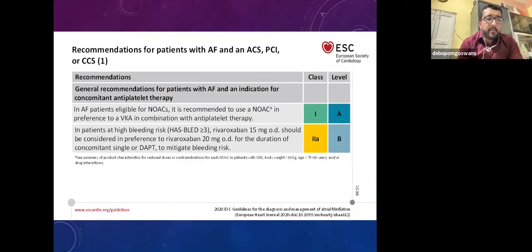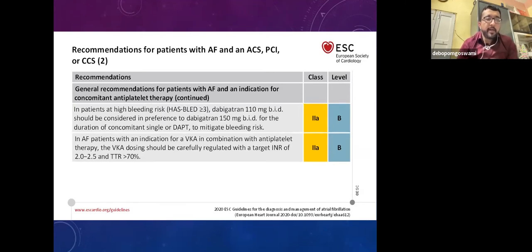Now, these are the recommendations. In AF patients eligible for NOACs, it is recommended to use a NOAC in preference to VK in combination with antiplatelet therapy. This is a class 1 recommendation. In patients at high bleeding risk, that is HAS-BLED score more than or equal to 3, rivaroxaban 15 mg once daily should be considered in preference to rivaroxaban 20 mg once daily for the duration of concomitant single or dual antiplatelet therapy to mitigate the bleeding risk. This is a class 2A recommendation.